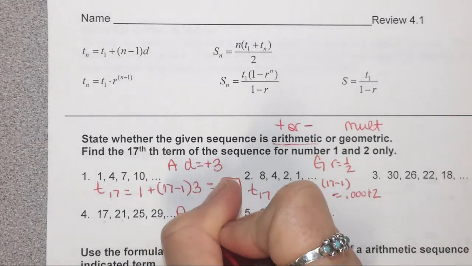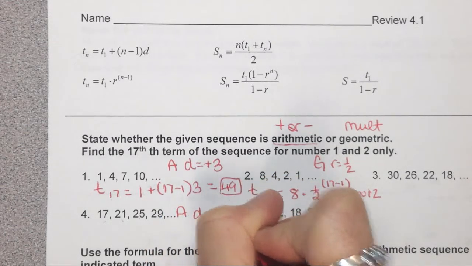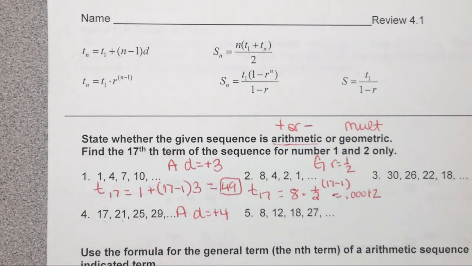So this is arithmetic, and the common difference is plus 4. Okay. Number 5, I'm trying to get from 8 to 12. If I'm going from 8 to 12, I could say that I'm adding 4. But 12 plus 4 is not 18, so it's not arithmetic. So now I'm thinking it's geometric. Now I'm trying to figure out what did I multiply 8 by to get 12.